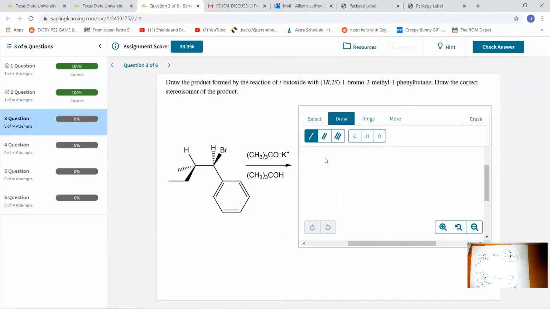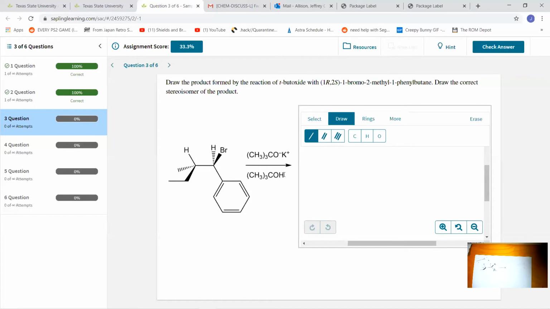Go on to the third question. Third question says: draw the product formed from reaction of tert-butoxide with this alkyl halide and draw the correct stereoisomer product. Okay, so again, singular product, I mean there's one thing I'm going to draw here.